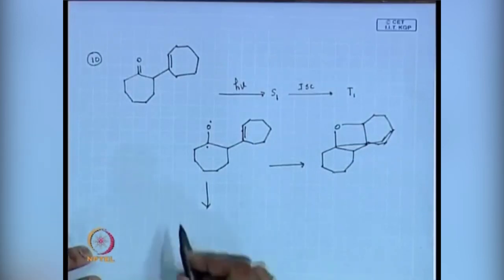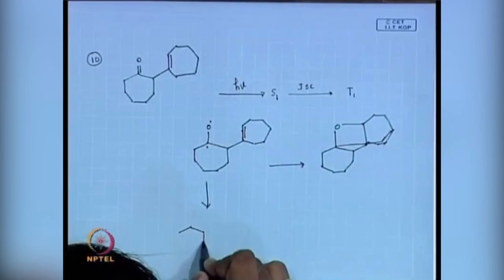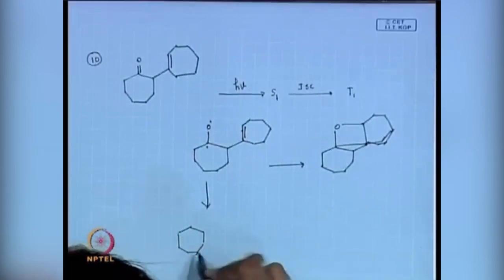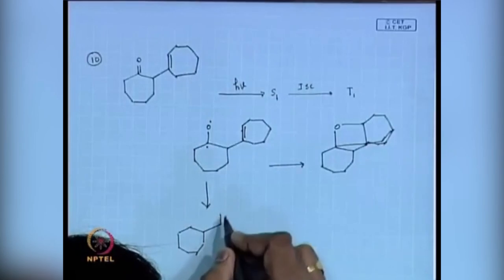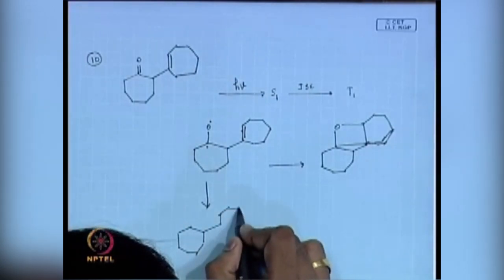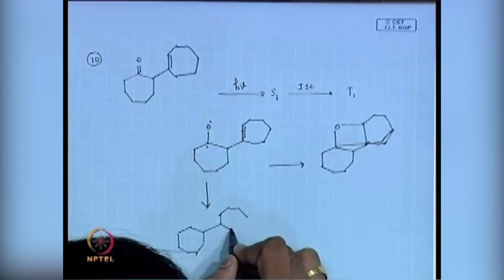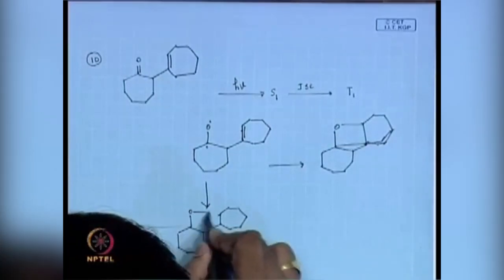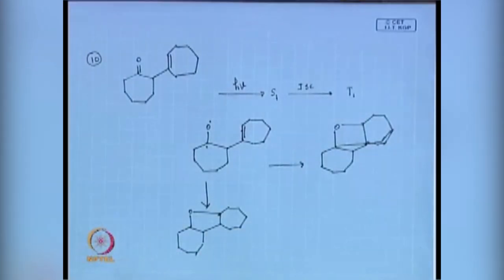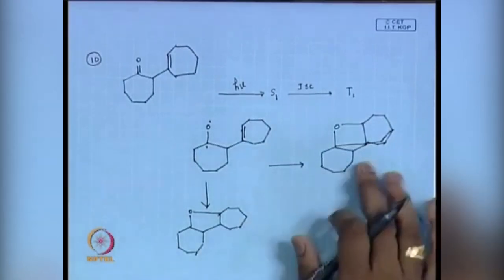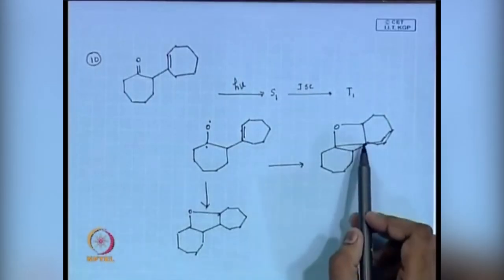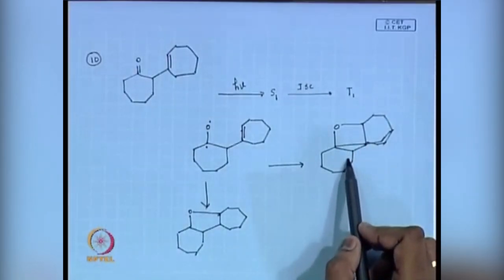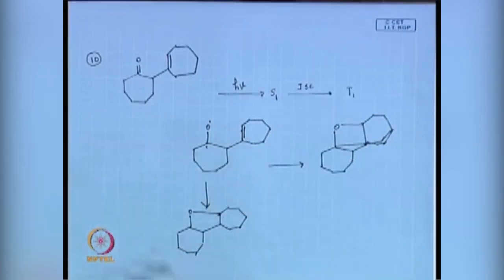Or can I say that after doing this reaction, I get only this product. Which do you think is right? Sir, it forms like this, then breaks up, or it forms directly like this?